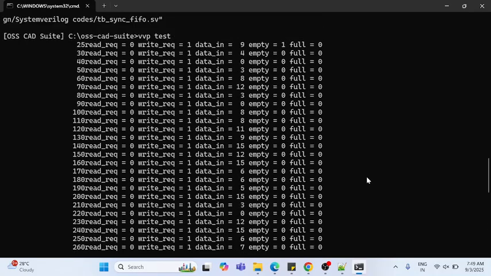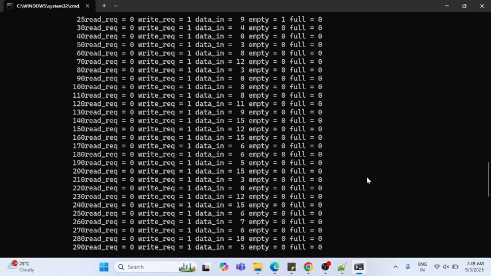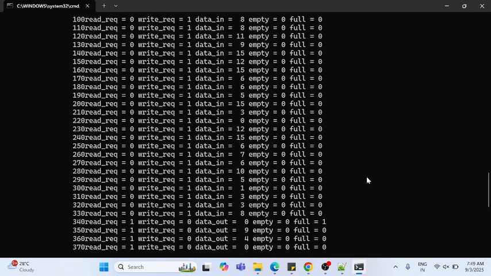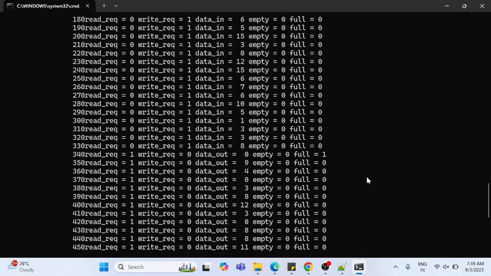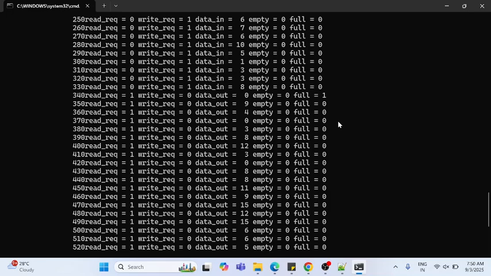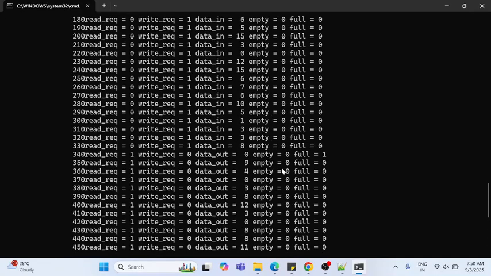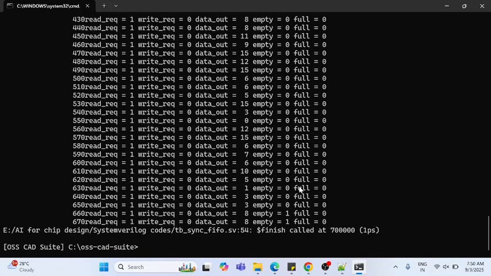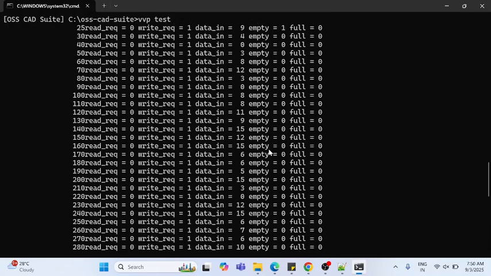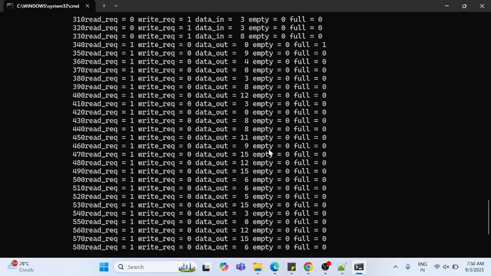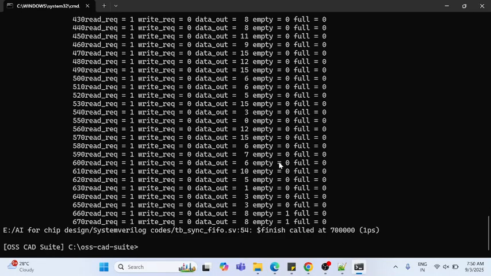Yes, this is good. It has written 9403. Some random data are written because I use $urandom_range. After writing to all the 32 locations, the full flag becomes 1. This is the code generated by the LLM. Finally, the empty flag becomes 1 after reading all the data, and the data is absolutely the same. So we are writing data in 32 locations and reading data from all 32 locations.